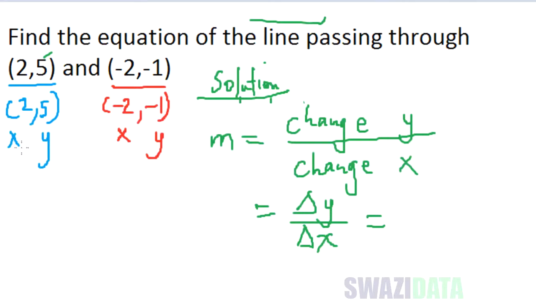If we label this as x1, y1, and then this is x2, y2. Okay, so the change in y is y2 minus y1, divided by the change in x, which is x2 minus x1, both in the same order.